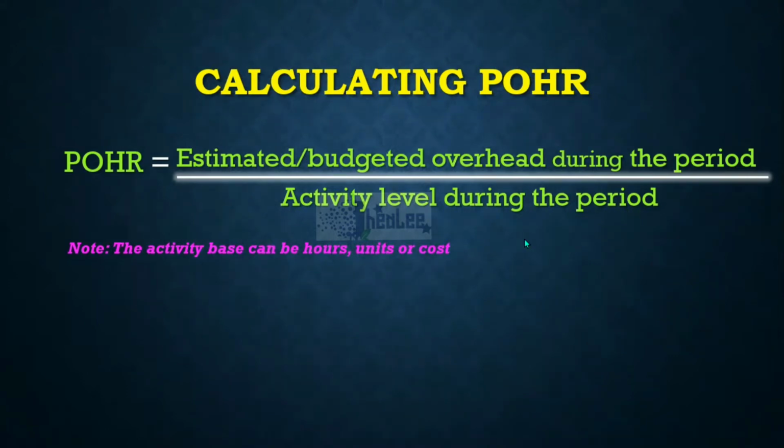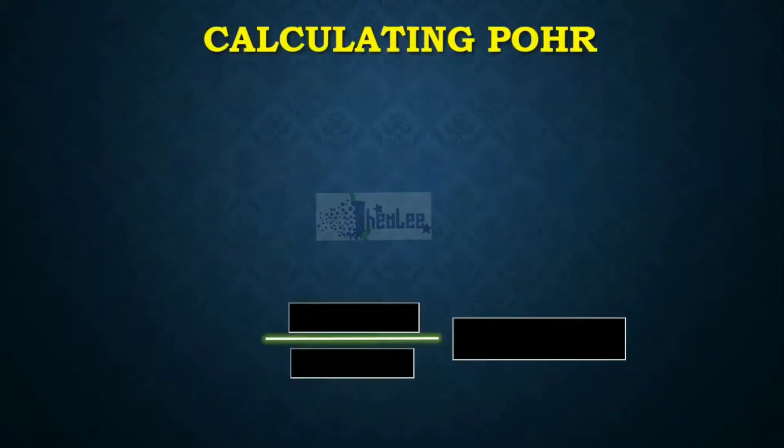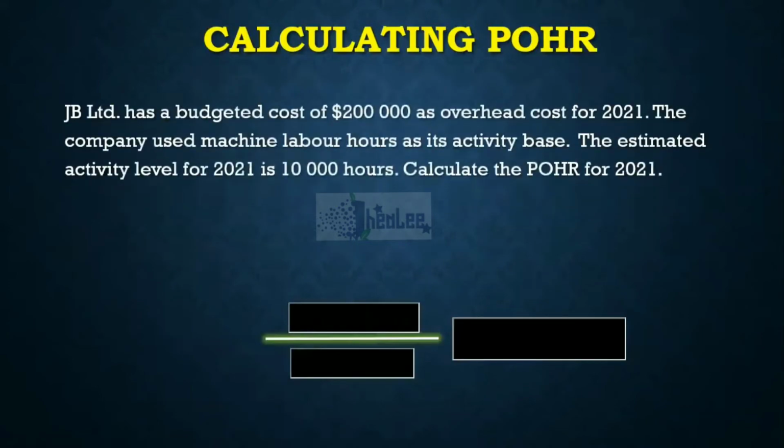All right, so now that we have the formula for calculating the predetermined overhead rate, let's look at an example. Here we go. JB Limited has a budgeted cost of $200,000 as overhead cost for 2021. The company used machine labor hours as its activity base. The estimated activity level for 2021 is 10,000 hours. Calculate the predetermined overhead rate for 2021.